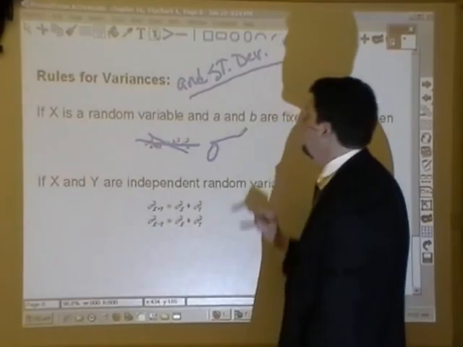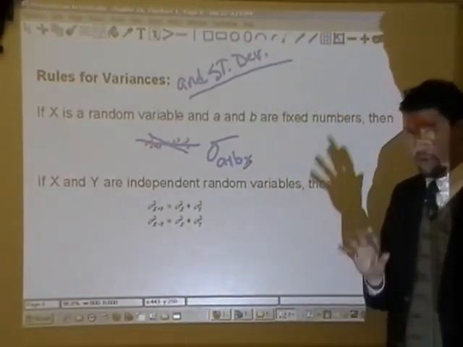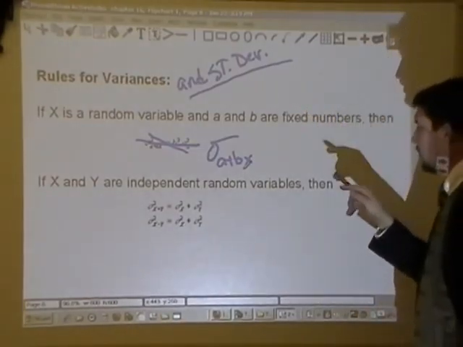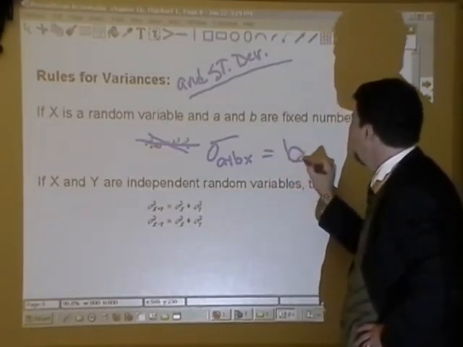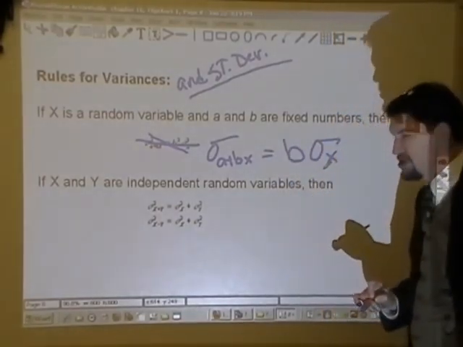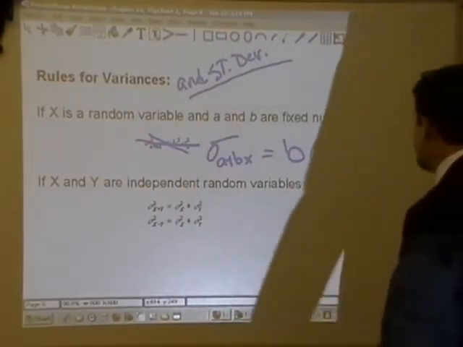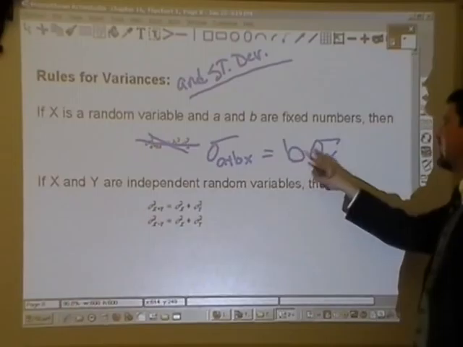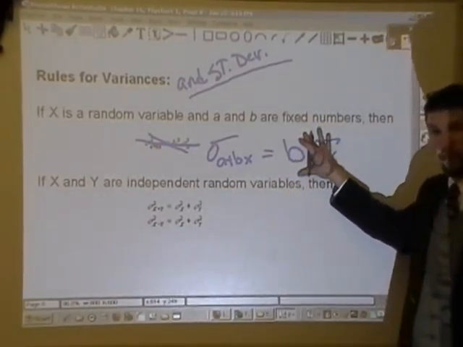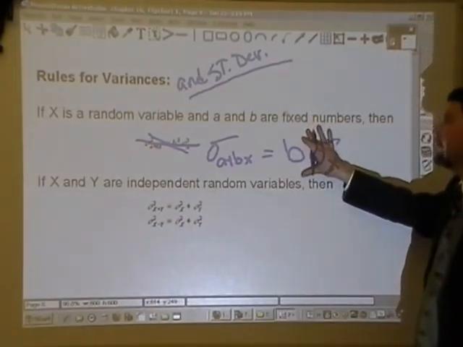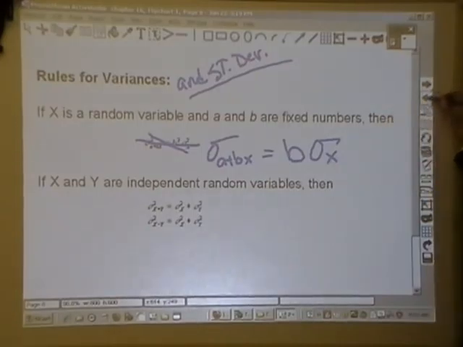Here's what we're going to say. The standard deviation of a plus bx. So we're going to talk about standard deviation here. The standard deviation of a plus bx is equal to b times the standard deviation of x. Again, this looks like, oh my goodness, this is all a big algebraic mess here. We've done this before. We've done this twice. And we're going to go back and we're going to take a look at how this is done.